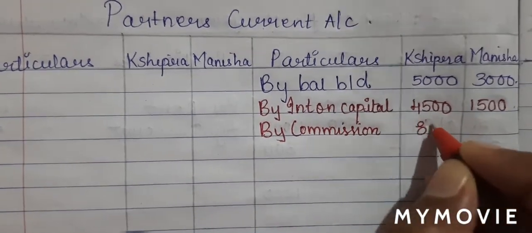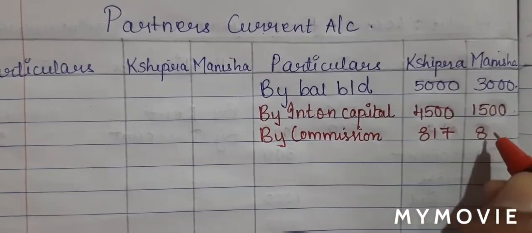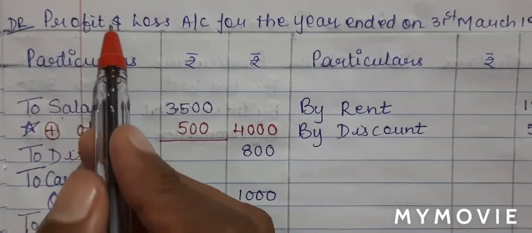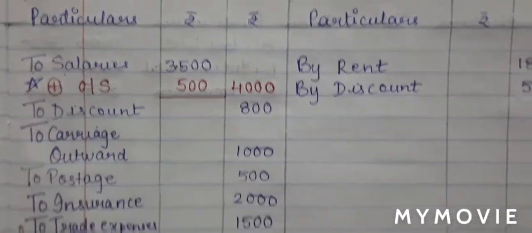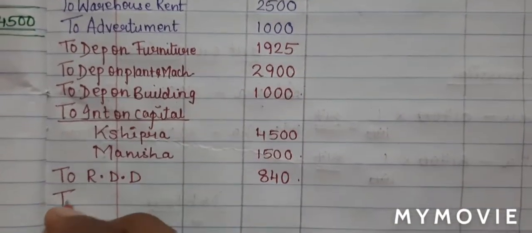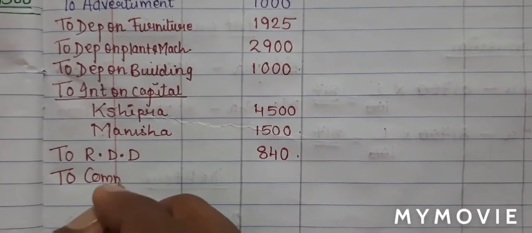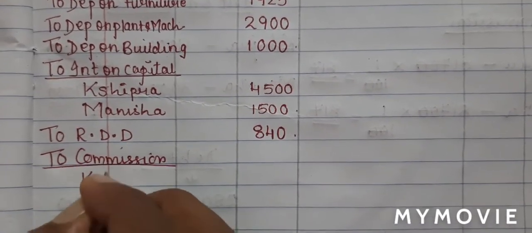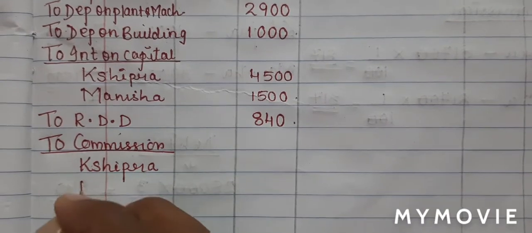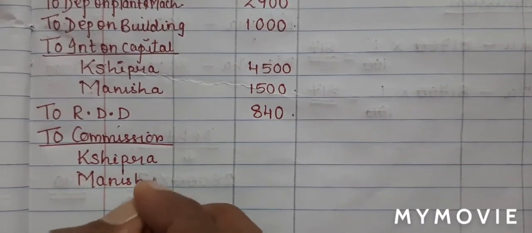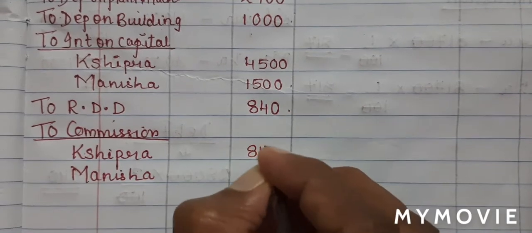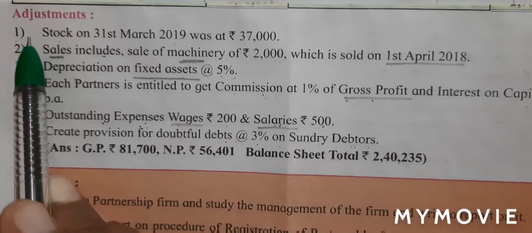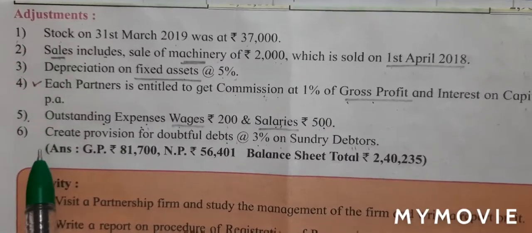For Shipra, 817. And for Manisha, 817. This is my first effect. My second effect will be in profit and loss account, debit side. I will write down to commission, underline it, write the name of partner, Shipra and Manisha. It is an expense for the business. 817 and 817. With this, students, we have completed our step number 4, that is all our adjustments.